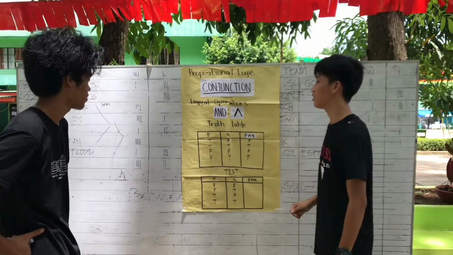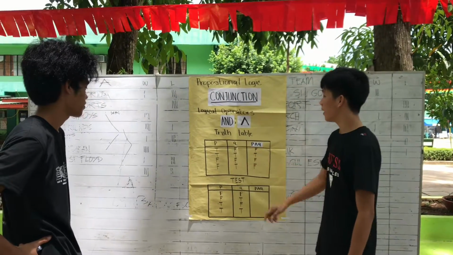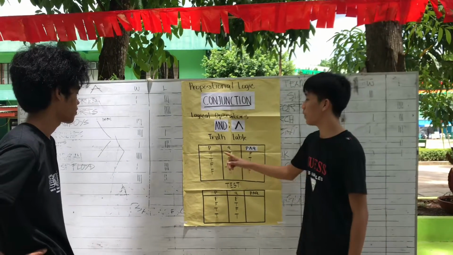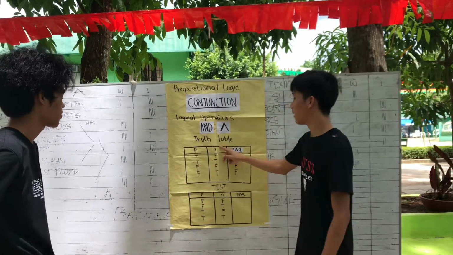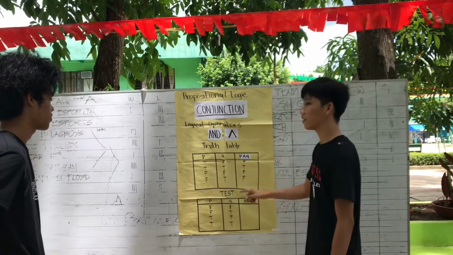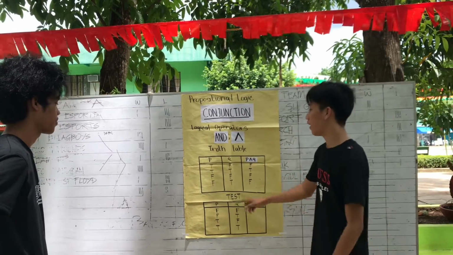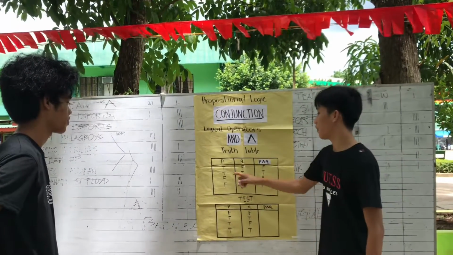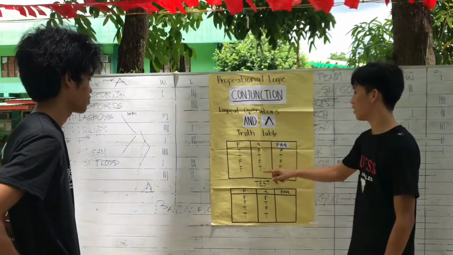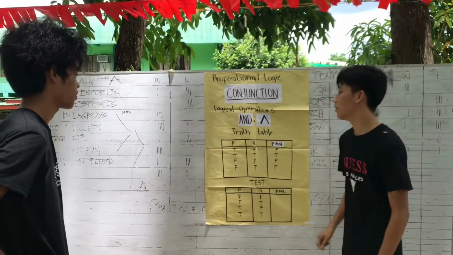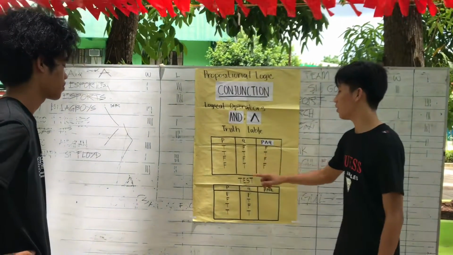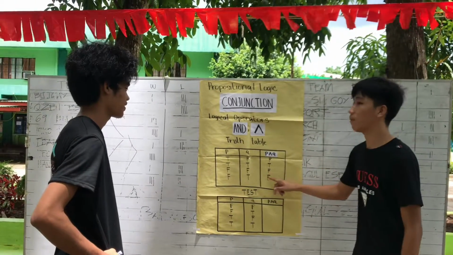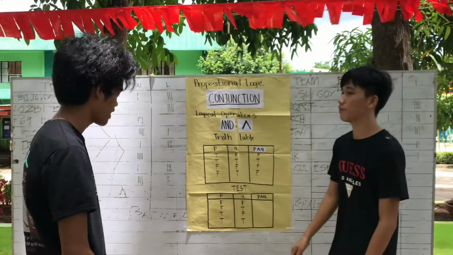The truth table has the variables p, q, and the conjunction of p and q. When the first variable p is true and the second variable q is false, then it is false. If the first is true and the second is true, then it is true. If the first is false and the second is false, then it is false. If the first is false and q is true, then the conjunction of p and q is automatically false. Do you understand?